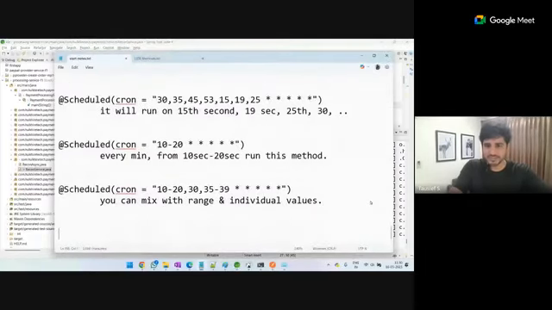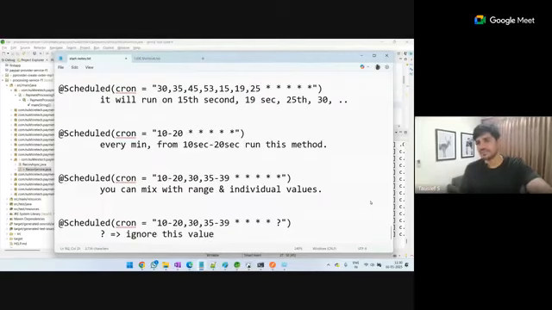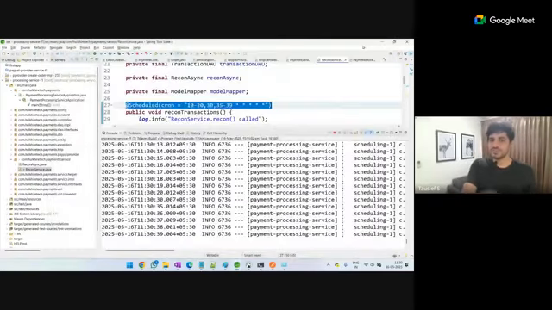Question mark means ignore this value and build the logic based upon the rest of the values itself. Okay? So guys, this is how cron related working will be for us to implement in our project. Now I think you can write it very confidently. No need of even ChatGPT.